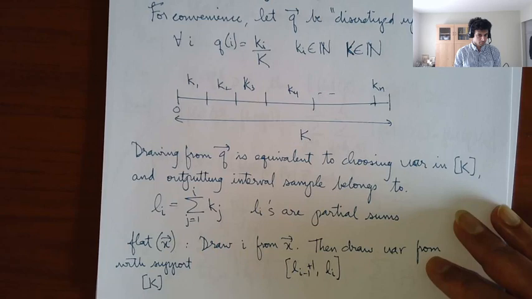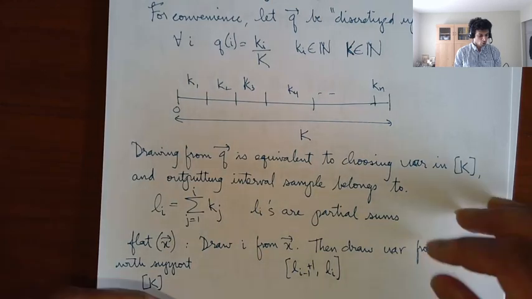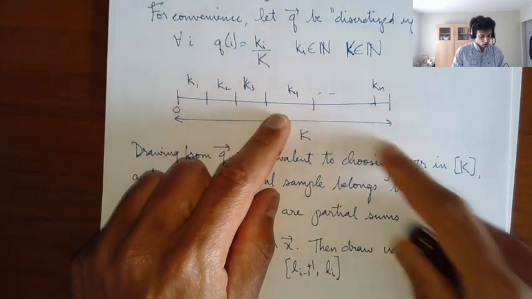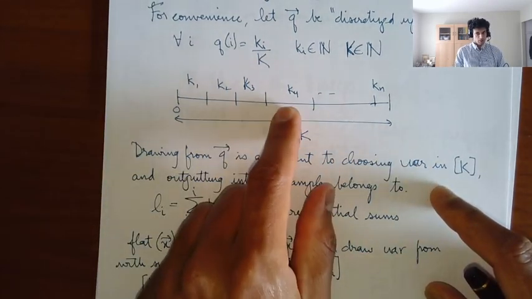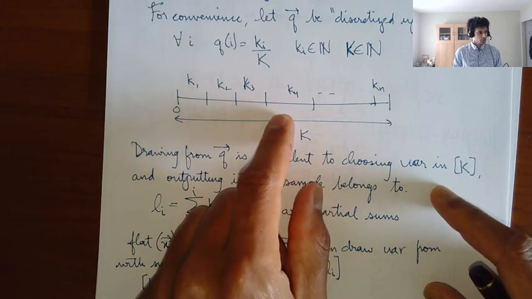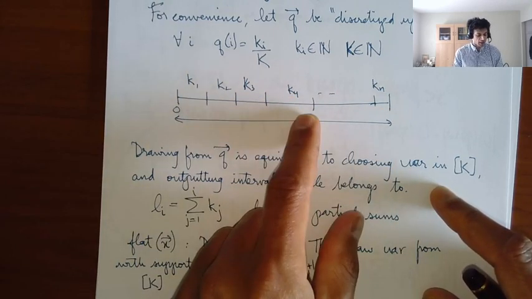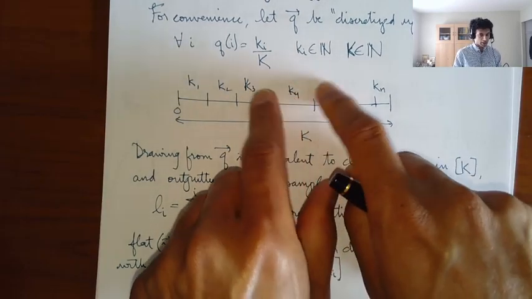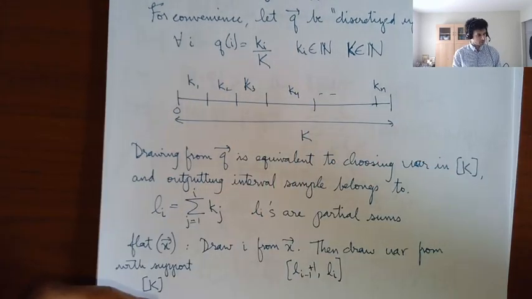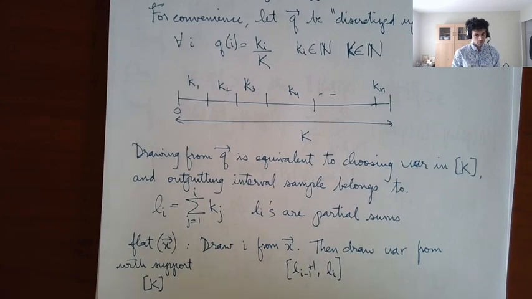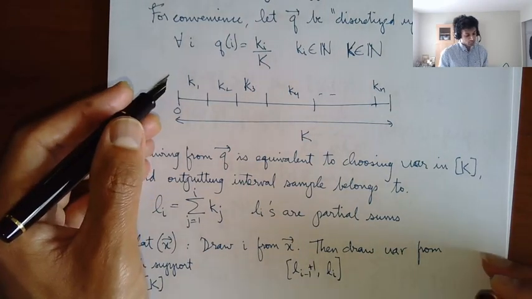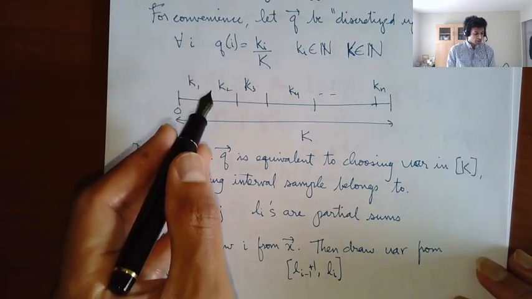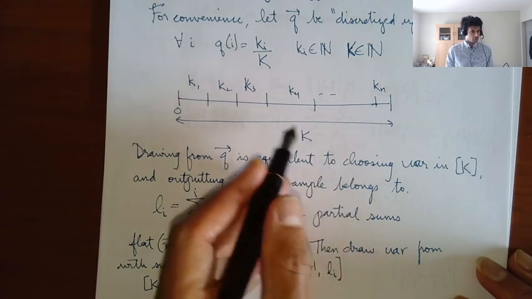Wait, so why is flat Q uniform then? Let's look at the probability that Q picks one of these bins. It's exactly K of I divided by the size of the bin, where K of I is the size of the bin or the bucket. So it's basically flattening out that K of I uniformly onto everything here. But why doesn't that work for P? P is getting flattened, but only in certain intervals, in some of these buckets.